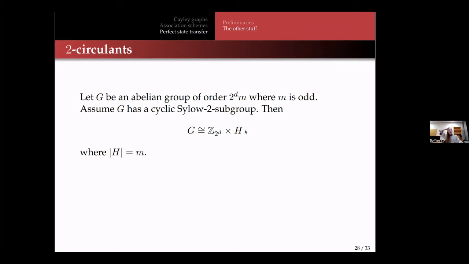So here, in the case where H is a cyclic group, we have a circulant, because then G is a cyclic group as well. But this is a generalization in the sense that H does not have to be cyclic, it just has to be abelian. And so for the rest of this talk, we are going to write our group G in this form. And so we have this group Z2 to the D, and we have this group H.